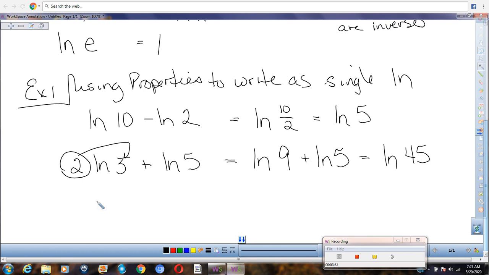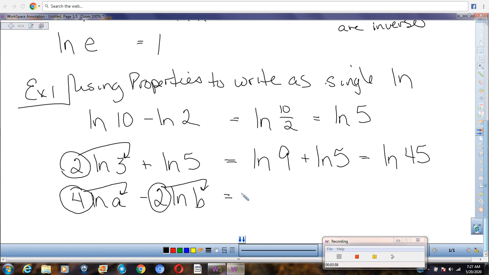How about one more? 4 natural log A minus 2 natural log B. So we're going to start by taking these coefficients and moving them to our exponents. So we have the natural log of A to the 4th minus the natural log of B to the 2nd. And in the log world, when you subtract, you really divide. We have the natural log of A to the 4th divided by B to the 2nd.